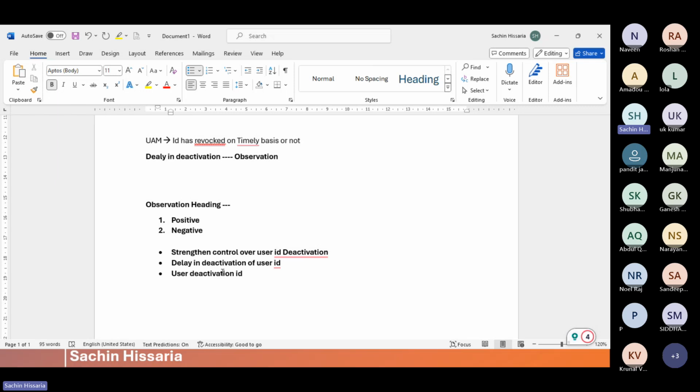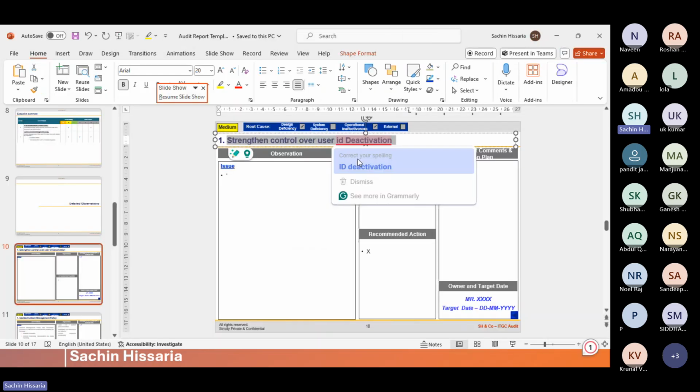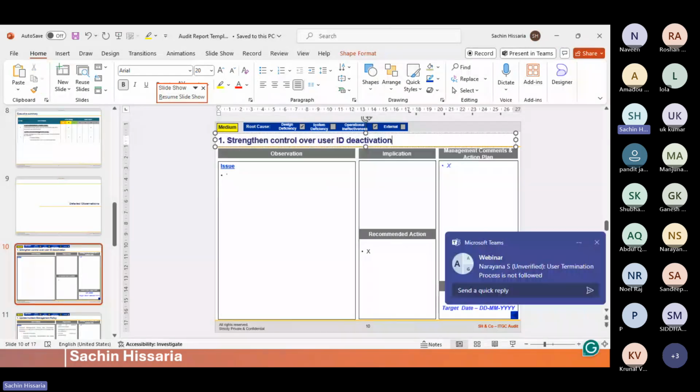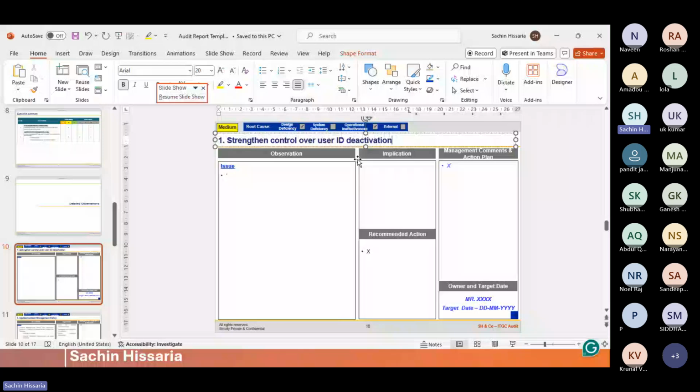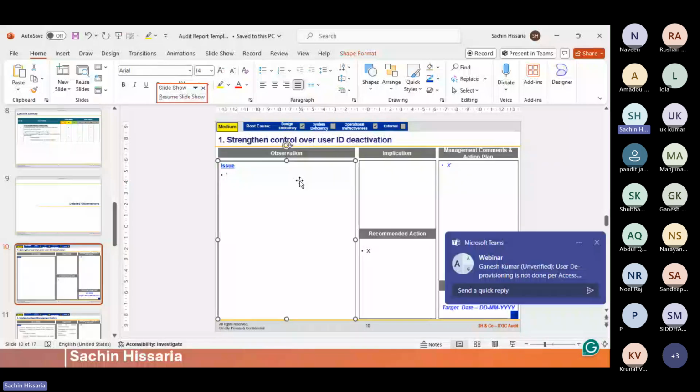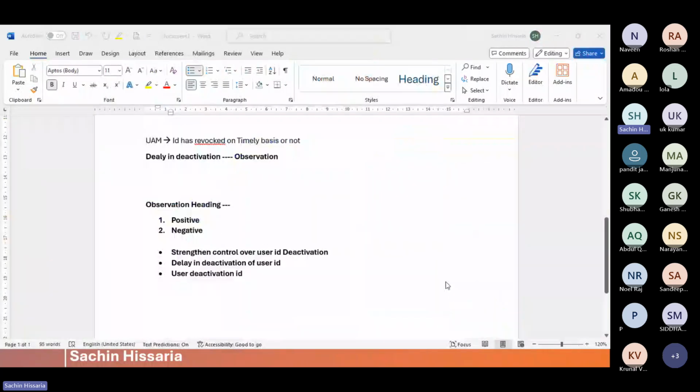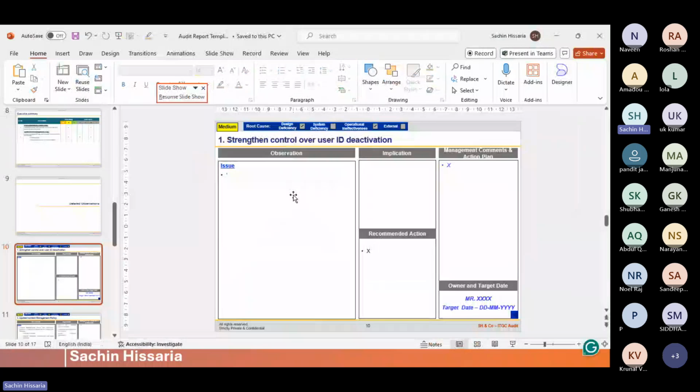The main objective of this is that it gives the idea about the detailed observation. Whosoever is a reader of a report, the observation heading will give them the idea about the observation we are writing. Now let's write the detailed observation. Perfect, guys, everyone who has written in the chat. Now let's discuss how to write the detailed observation in our audit report.